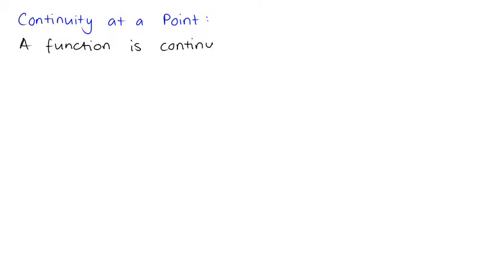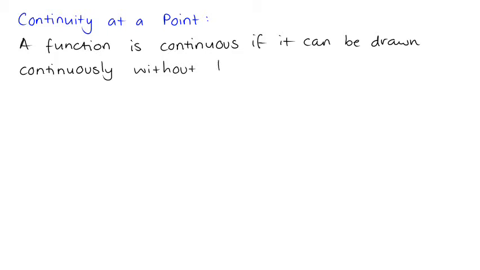And last little bit, continuity at a point. So a function is continuous if it can be drawn continuously, without breaking. So the example that we just saw is not continuous because there were tons of breaks in it. It's just one continuous line.